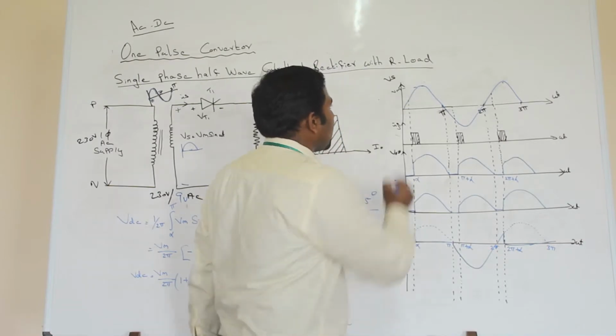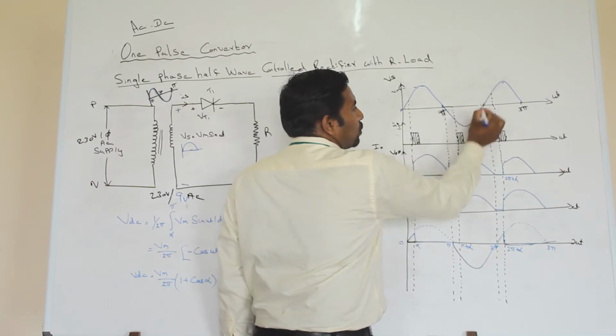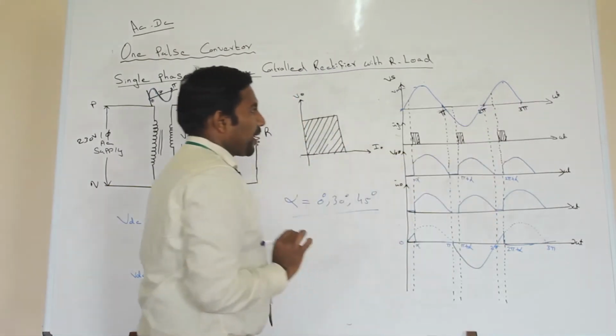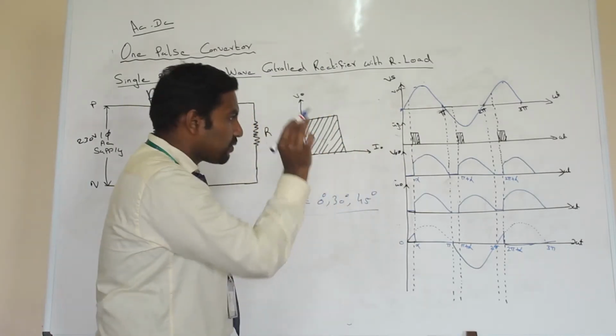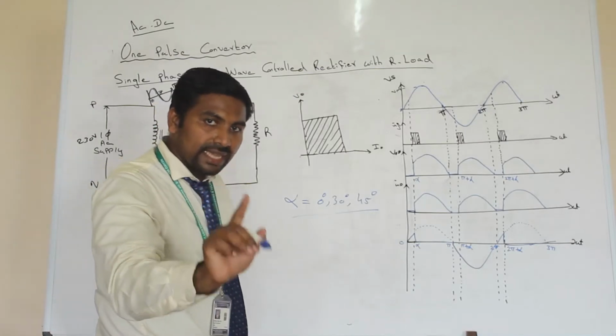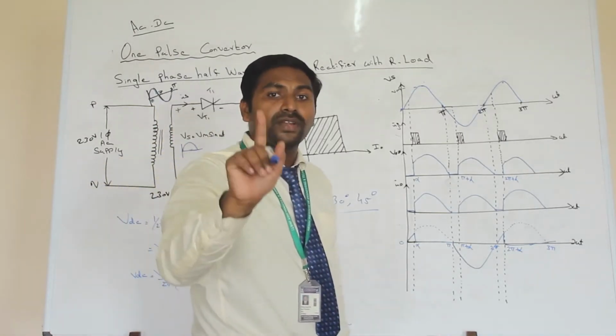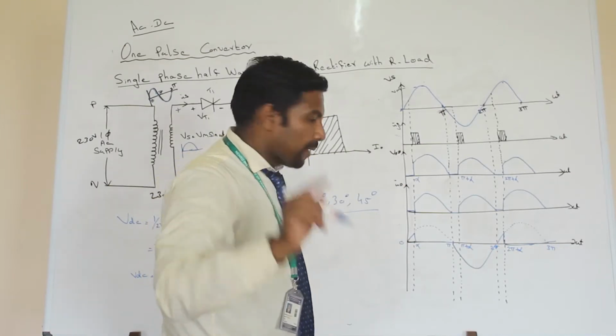You can clearly understand. This is the input voltage, that is 0 to pi, pi to 2 pi, and 2 pi to 3 pi. In the 0 to pi you are applying the input forward voltage across the thyristor. When you are applying the forward voltage across the thyristor, the device will not turn on by itself. When will the device be turned on?